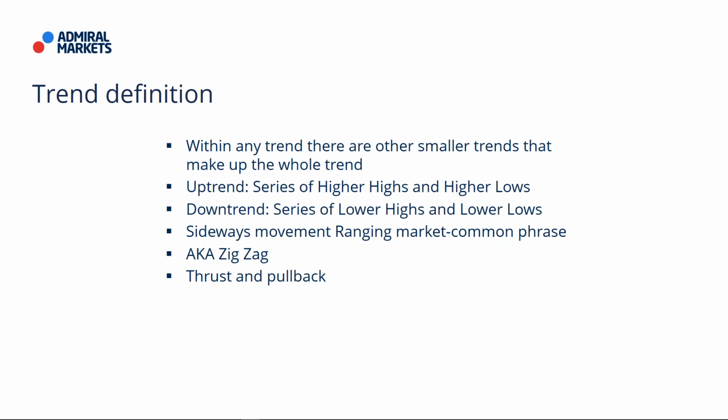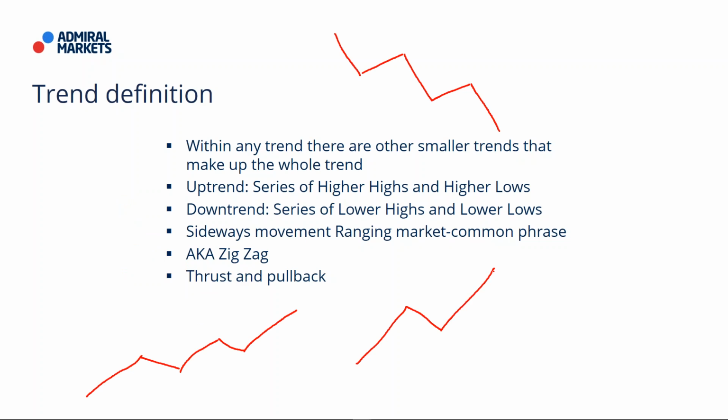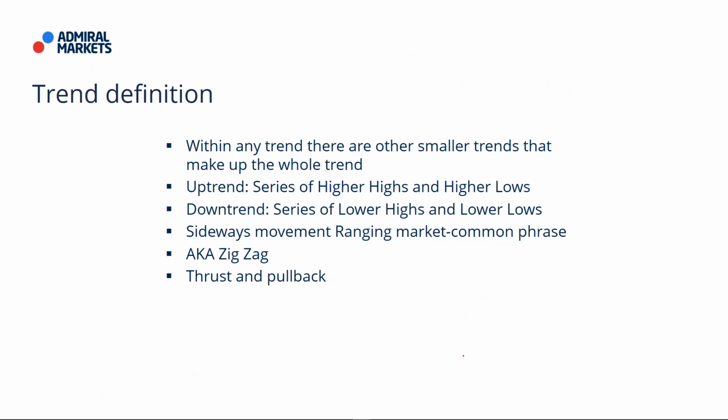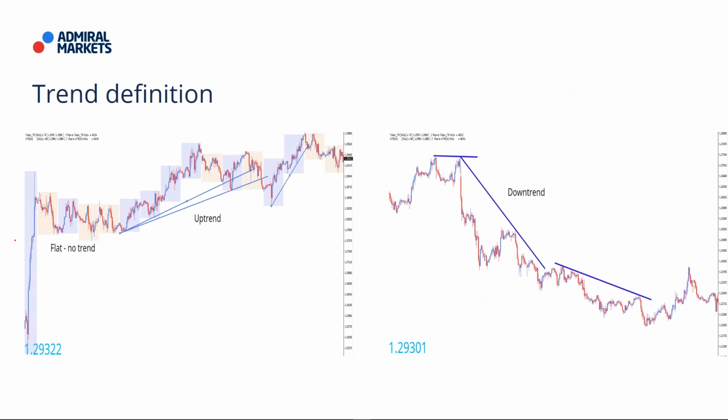So for proper trend line placing, you need to have a zigzag, or thrust and pull back motion. When I say zigzag, this is a standard zigzag: uptrend, downtrend, thrust, pull back, thrust, pull back, thrust, pull back, and so on. So zigzags, thrust and pullback motions are very important when you want to draw a trend line.